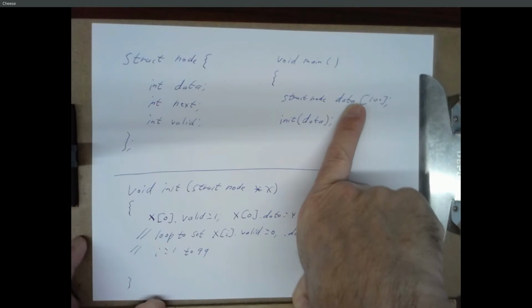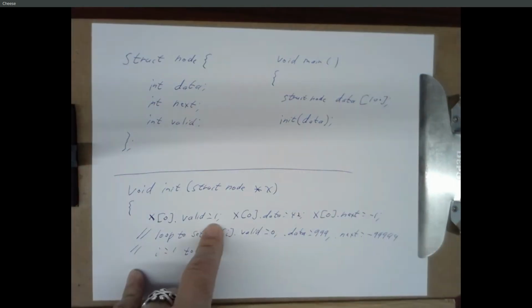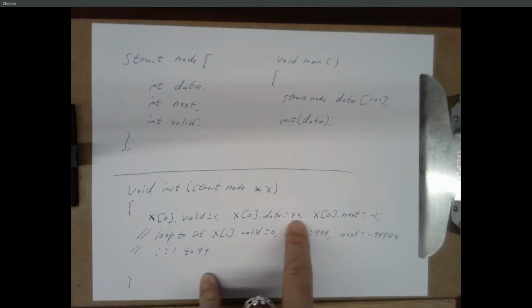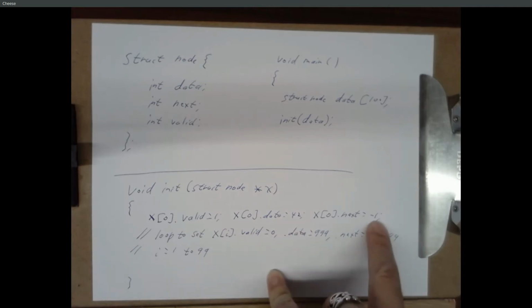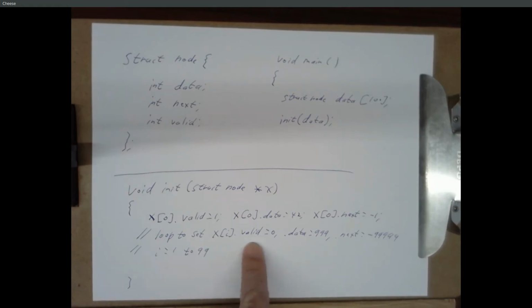Print out data[0].valid, make sure it's a 1. Print data[0].data, make sure it's a 42. Print data[0].next, make sure it's a -1. Now do 99 more sets of print statements and print out data[i].valid, data[i].data, data[i].next, and make sure they're equal to what you expect. If you just print those in a for loop, you'll get 100 lines of output. You can just stare at it and tell really quickly if it's working correctly or not.